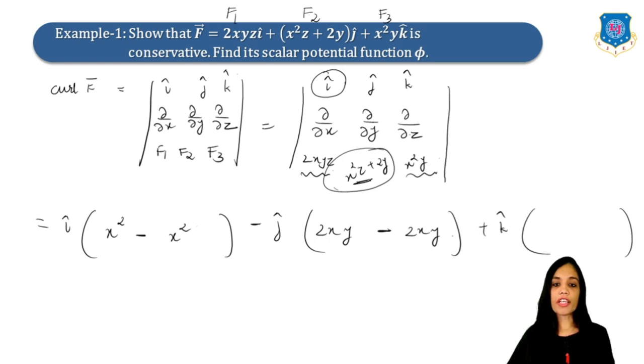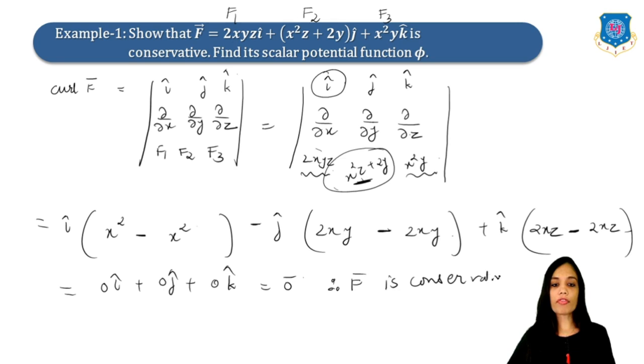And lastly we will solve from k cap. The derivative of this with respect to x will be 2xz, minus the derivative with respect to y, so minus 2xz again. So you can see we are getting 0 i cap plus 0 j cap plus 0 k cap, which is equal to 0 bar. Therefore f bar is conservative. Right? Now we have to find the scalar potential phi.